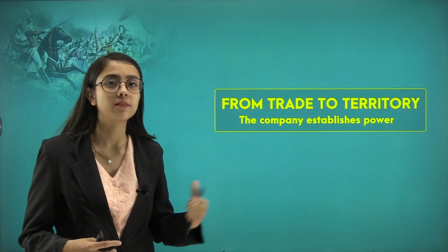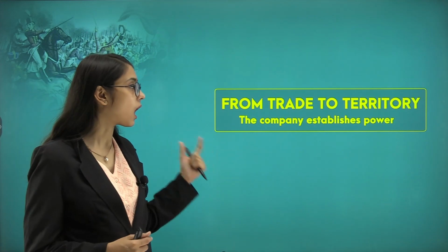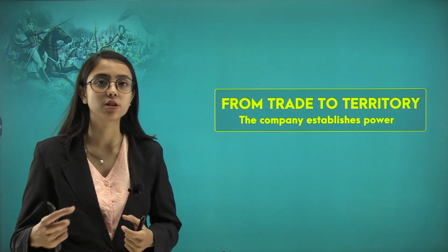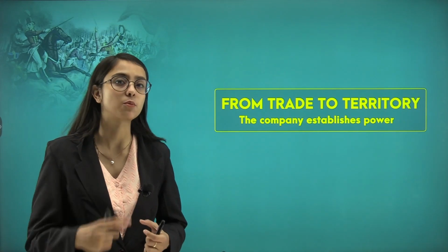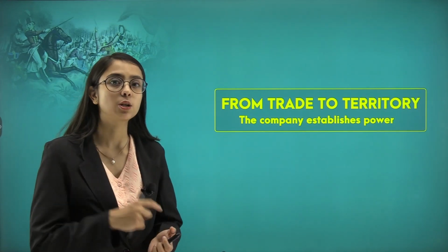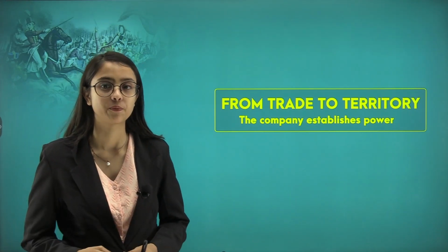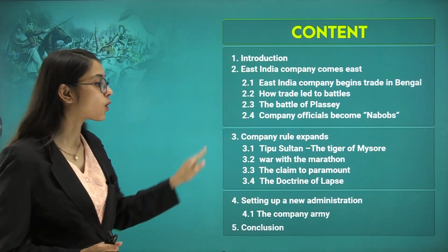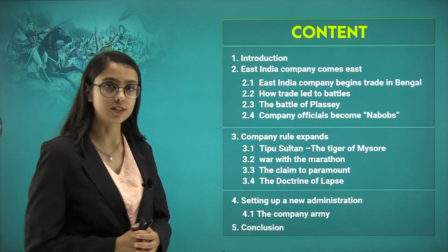In this chapter, we'll learn about how the East India Company, the company which was responsible for capturing the whole Indian subcontinent at that time, came into existence in India. So these are all the topics that we are going to cover in this chapter.